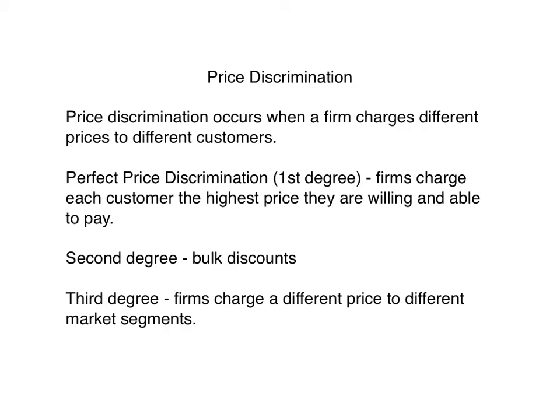Also very common is third degree. This is where different prices are charged to different segments of the market. So in some markets, for example, restaurants very often will charge a lower price to senior citizens, or a lower price to children under the age of 12 or under the age of 5. That's third degree price discrimination. Colleges, universities do this a lot. If a student has a high school GPA or an SAT score of a certain level, they get a discount on their tuition. That's an example of third degree price discrimination.